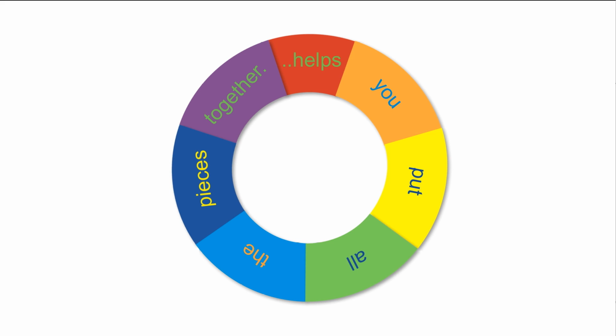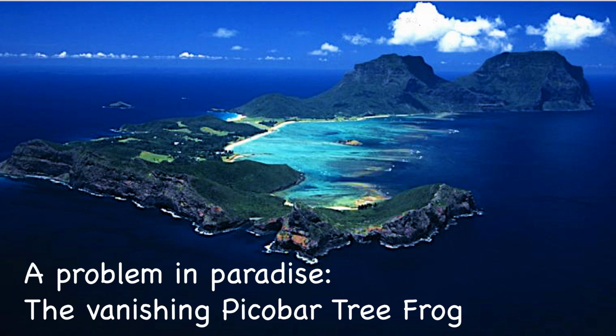So, let me put on my hat as a research ecologist and tell you an interesting story. If you were in a plane flying from India to southern Africa and you look down about halfway, you might just be lucky enough to see this beautiful spot, the tiny island of Picobar. It's only 10 kilometres long, and it's dominated at its northern end by these two volcanic peaks.